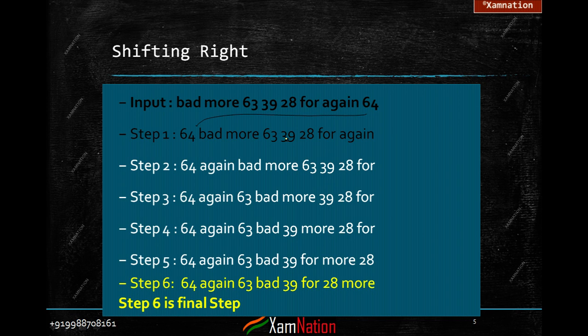Among all of the words, this has the lowest initial letter, so again would come here. Then everything will be shifted towards the right: bad, more, 63, 39, 28, 4.